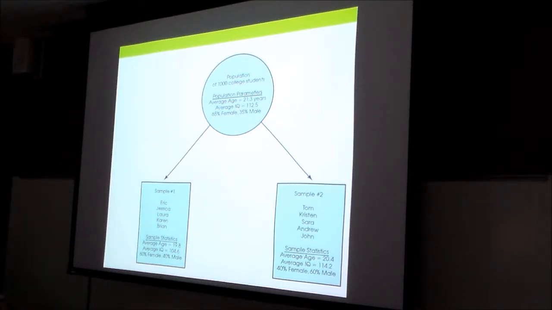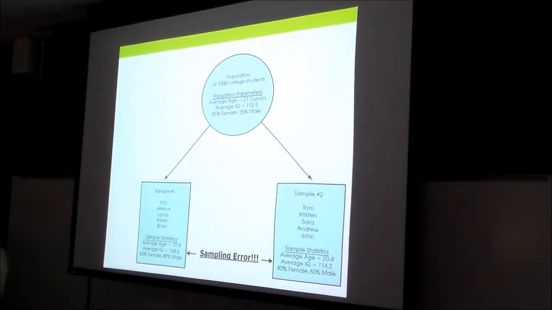Okay, now we've got very poor samples. Now we've got 5. So sample 1, 5 randomly selected individuals from the population of 1,000. Sample 2, another 5 individuals. Here we've got an age of 19.8, average IQ of 104.6, 60-40 female male. Here, age of 20.4, average IQ 114. Some smarties here. 40% female, 60% male. This is our sampling error, right? The difference between these statistics and these parameters.